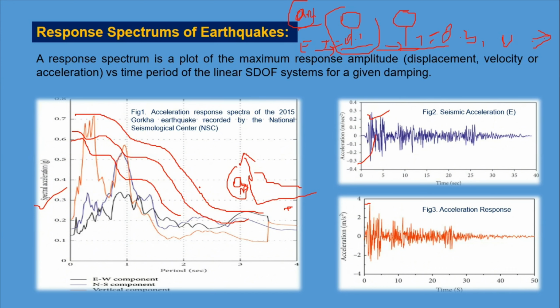Then this curve that envelopes and includes all the responses of different earthquakes in that particular location is called the design response spectrum. This is the simplest way to understand the design response spectrum. There is a method to draw a design response spectrum, but we will not cover that in this video.